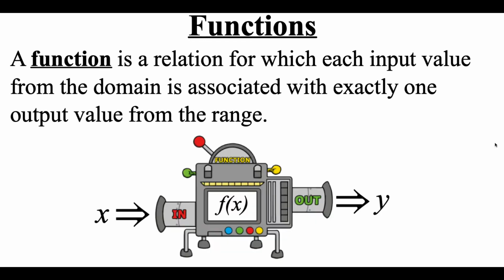And some people like to think about a function as a machine. Typically, when we're talking about our input values, those are our x values. So we're plugging in some x value to whatever our function rule is, and it's spitting out a specific y value, output value.